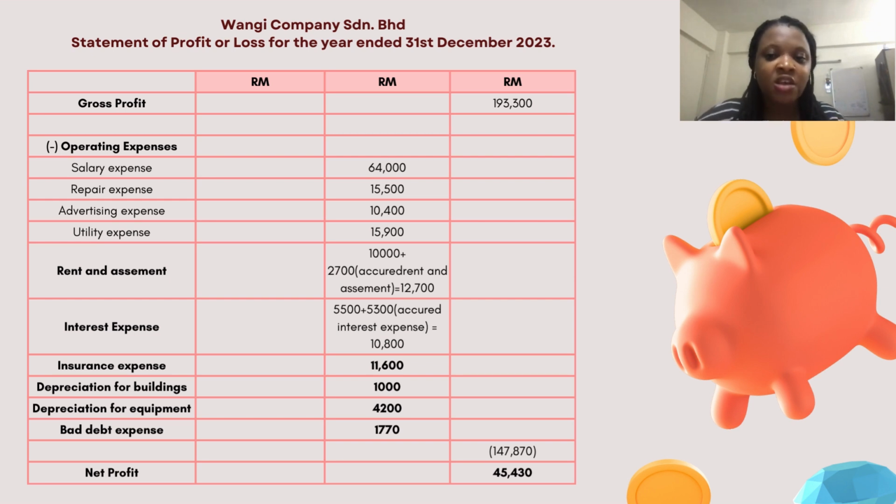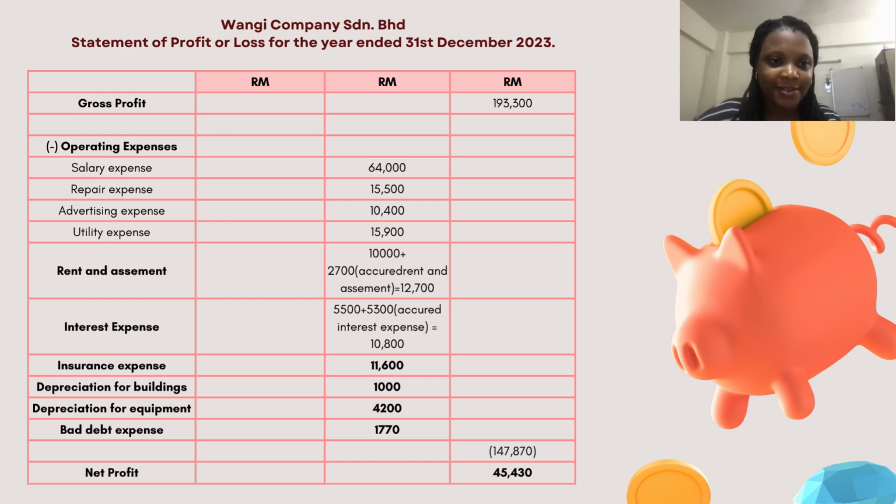So we total all these expenses with the right value from the adjustment. It will now give us operating expenses to be 147,870 ringgit. So what we now do is subtract that value from the gross profit to get the net profit, giving us the net profit of 45,430 ringgit.